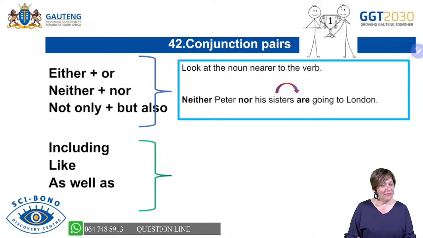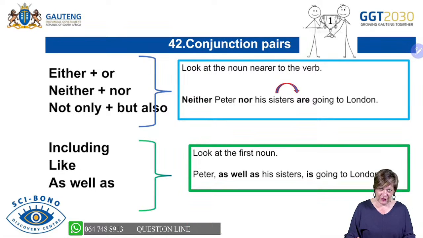But if I have words like including, like, and as well as, the rule changes. Now I need to look at the first noun. Now we have exactly the same sentence. Peter, as well as his sisters. Now the rule says we look at the first noun. Peter is singular, and therefore we're going to use the is. Can you see the difference?